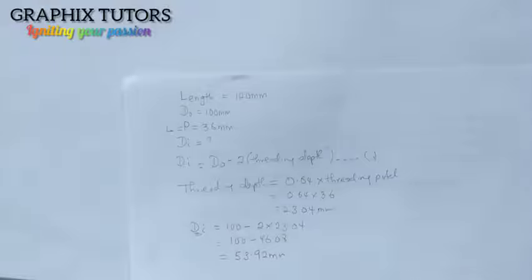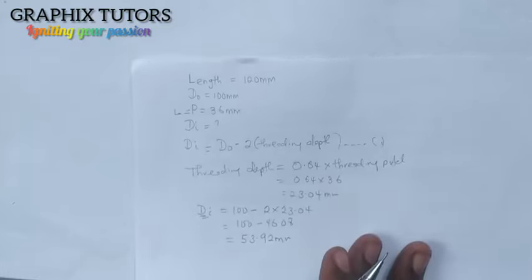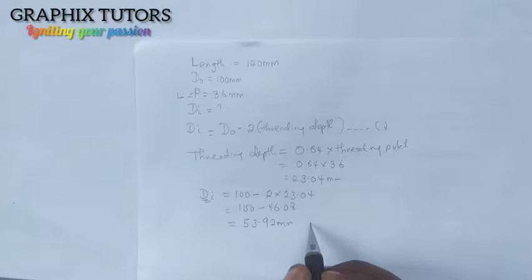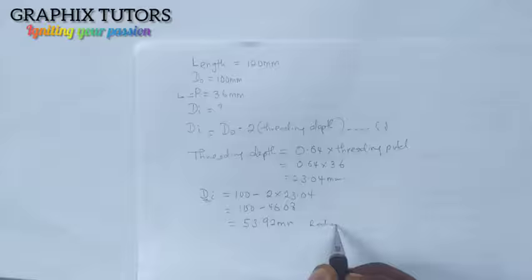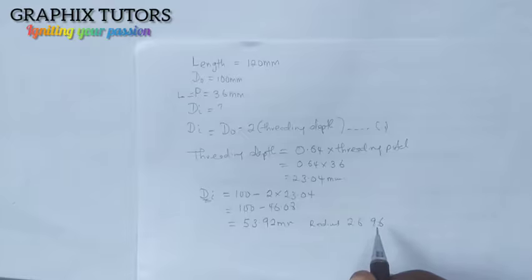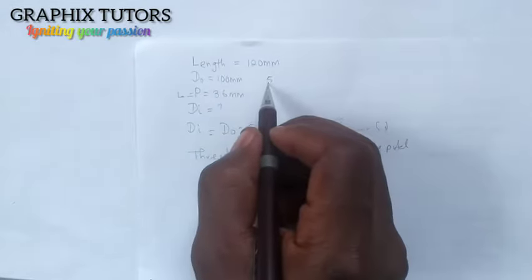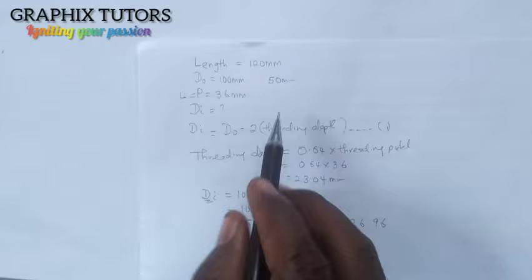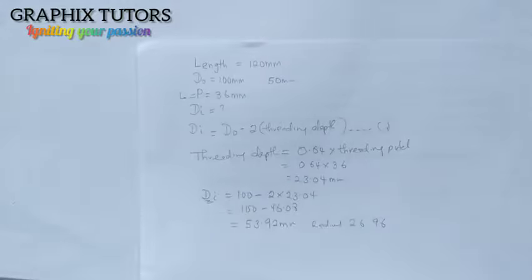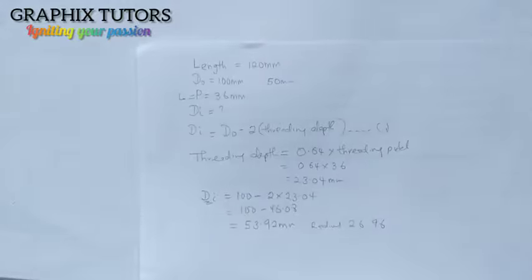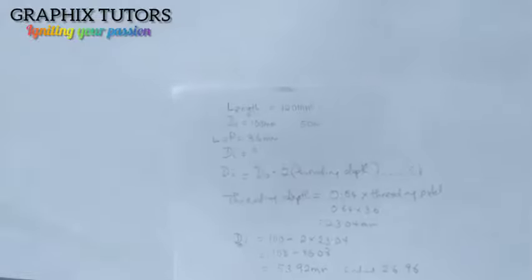So we've gotten the internal diameter, and the radius for the internal will be, if I divide this by 2, 26.96. So the radius of the internal diameter is 26.96, while the radius for the outer diameter is 50 millimeter.